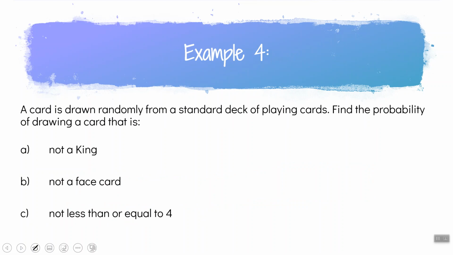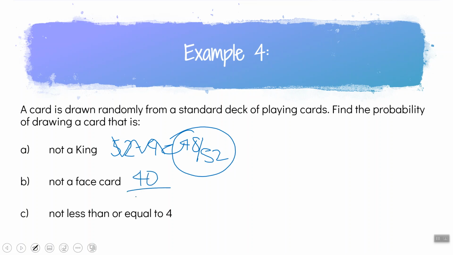So let's say a card is randomly drawn from a standard deck of playing cards. The odds that it's not a king. Well, there's 4 kings in the deck, and there's 52 cards in the deck. 52 minus 4 is 48. So the odds of it not being a king are 48 out of 52. Not being a face card. Well, there's 12 face cards. So 52 minus 12 is 40. So odds of it not being a face card are 40 out of 52.